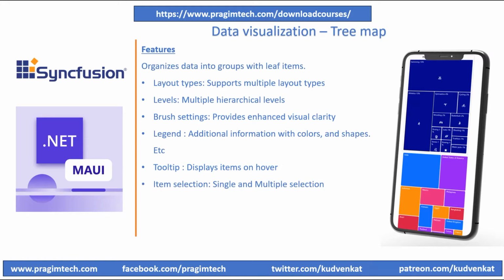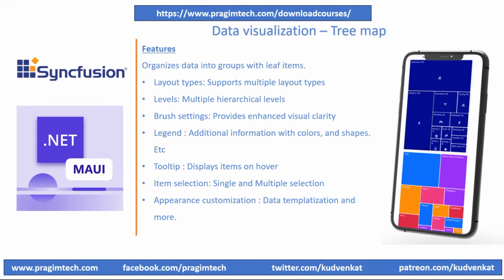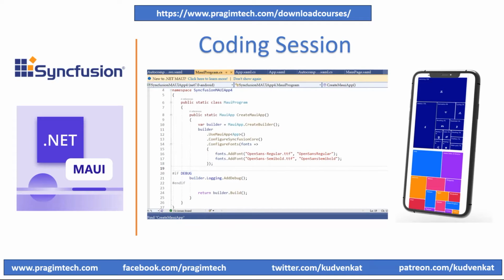Tree map supports selecting a single item or multiple items through interactions and programmatically. Users can customize the stroke color, stroke width, background color, selection color, tree map data template, and more using the appearance customization. Let's now switch to the coding session and get going.